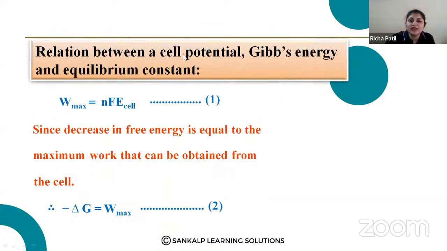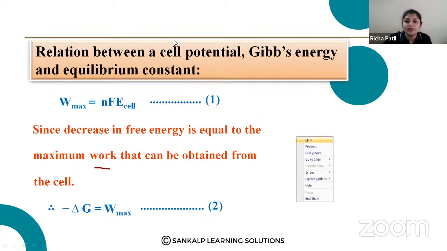So, the relation between cell potential, Gibbs energy and equilibrium constant. W max is equal to nFE cell. So this is the first. Since the decrease in free energy is equal to the maximum work that can be obtained from the cell, therefore negative Gibbs energy is equal to W max, that is, the work will be maximum. So if there is a decrease in the free energy or Gibbs energy, then it is equal to the maximum work.